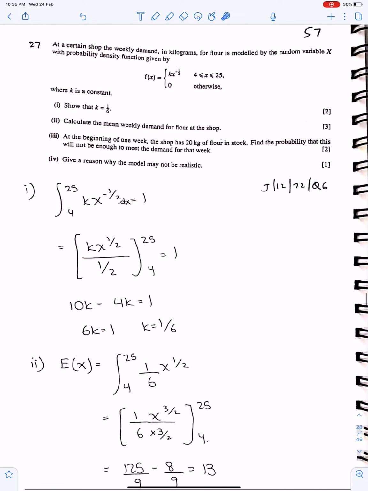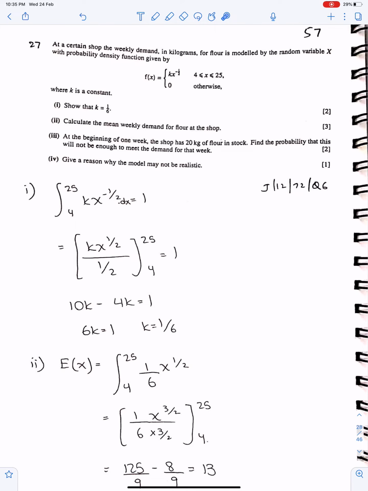Well, 27. Show that k is 1 upon 6. So by using this all x, we can prove the first part. Mean, we know how to get the mean. I'm not interested in the calculation of the mean. In fact, at the beginning of one week, the shop has 20 kg of flour in stock. Find the probability that this will not be enough to meet the demand for that week.